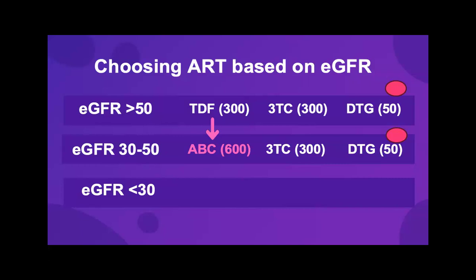When the EGFR is between 30 and 50, there's still good evidence that you can use lamivudine at the current dose of 300, and you don't need to dose adjust, which means we can give the fixed dose combination that we now have access to, which is ALD: abacavir, lamivudine, and dolutegravir.